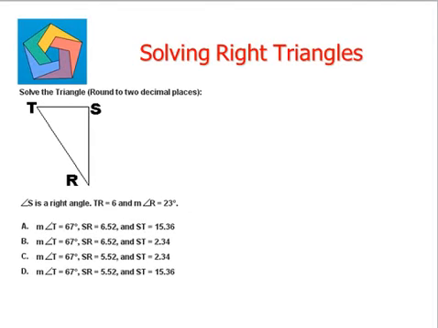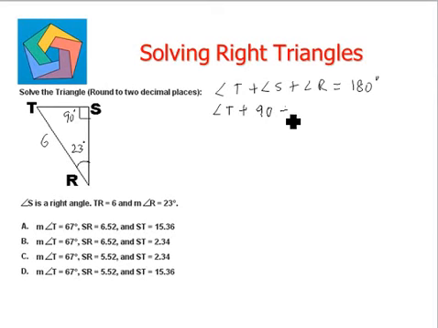Moving on to the next question. Solve the triangle. Here the triangle is slightly flipped, so we have angle S as the right angle, that is 90 degrees. TR, that is the hypotenuse, equals 6, and measure of R is 23. So first we'll find out angle T. Angle T plus angle S plus angle R equals 180 degrees by the angle sum property. Angle T we have to find, plus S is 90, R is 23, equals 180. From here we find out that angle T equals 67 degrees. This is the missing angle.